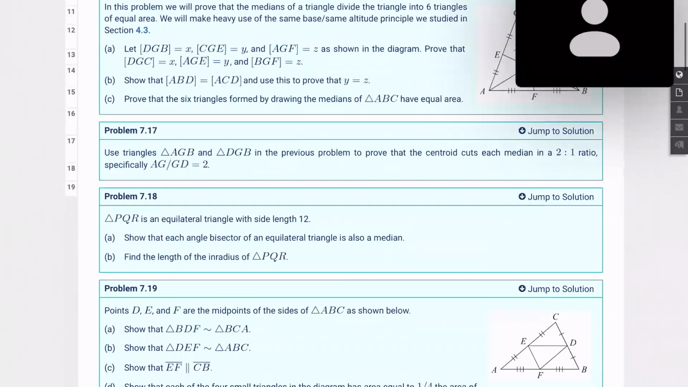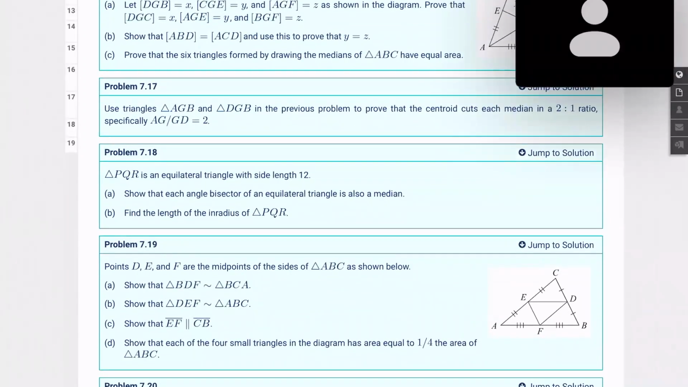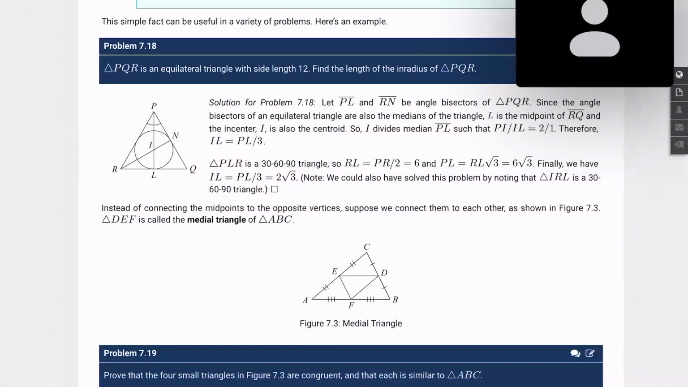Equilateral triangle with side length 12. A. Show that each angle bisector of an equilateral triangle is also a median. B. Find the length of an in-radius of triangle PQR. Okay, let's jump to that solution.